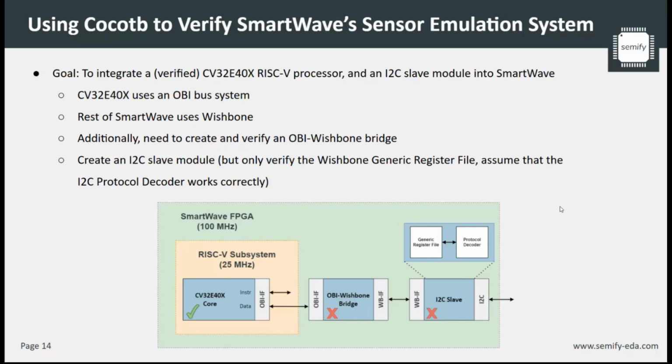And we're going to make this I2C slave from the ground up as well. But we're only going to verify the generic register file, which is on the left-hand side. This is what actually interfaces with the Wishbone communication. We're going to assume for now that the protocol decoder, which does the I2C side communications, works as intended. We're going to keep things simple just for this example, and we're not going to touch that for now.